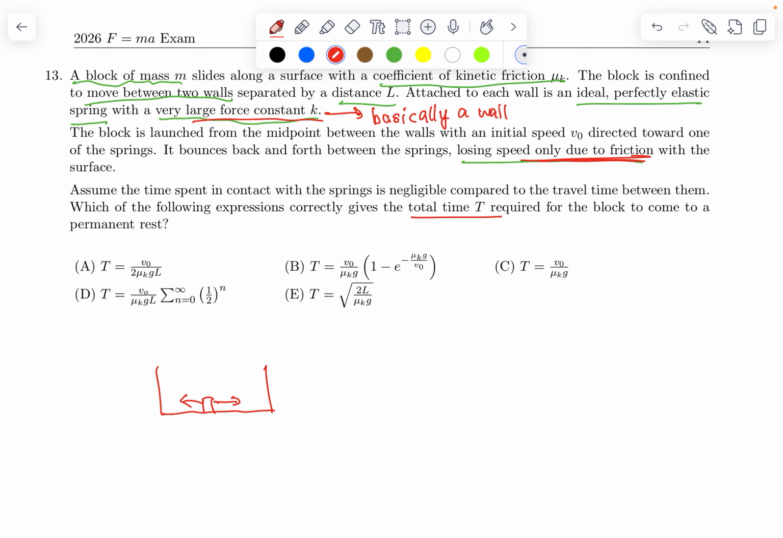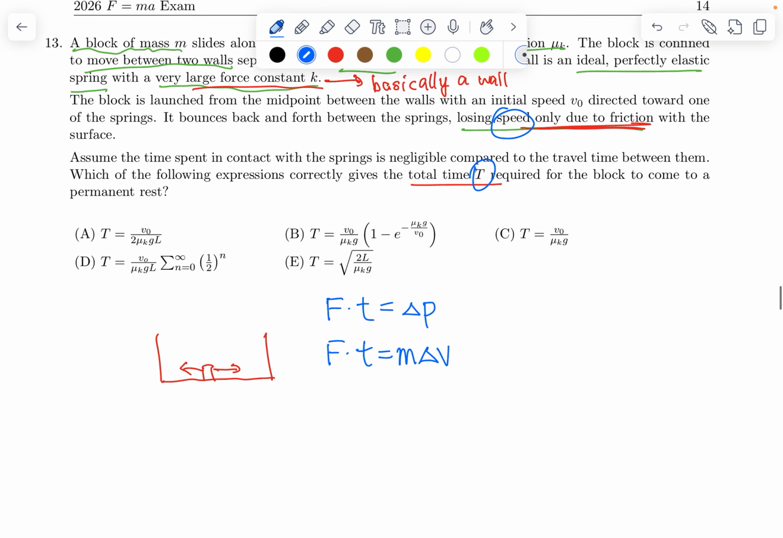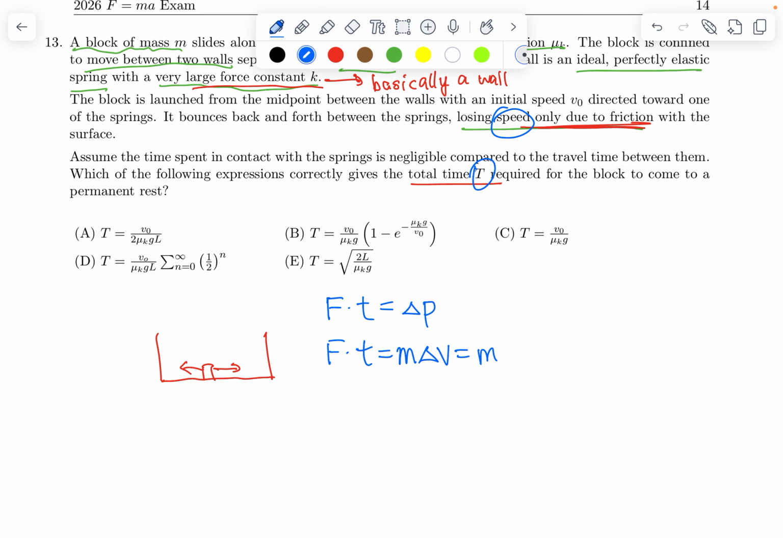So now we can use momentum and impulse to solve this. Basically we know that the force times the time equals delta p. The reason I decided to use momentum and impulse is because there's the speed and the time here, and this equation relates both of these. So it equals delta of m v, and since it's the same m, that's m delta v.